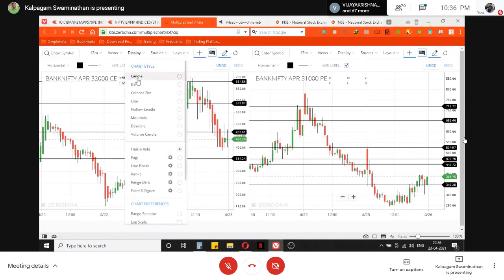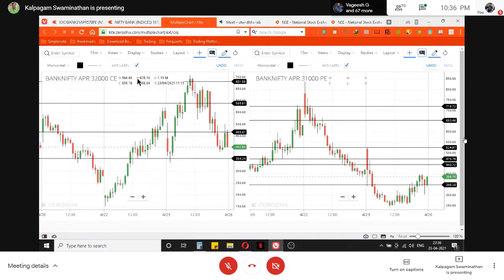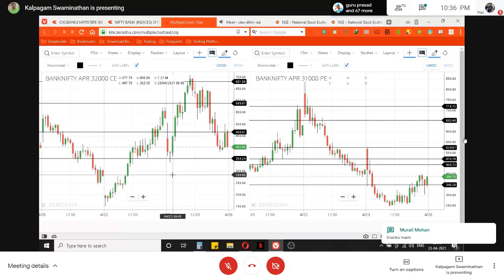Yes. Now my question is, suppose let us consider this 32,000 CE. So here we are going to buy the CE option only. I understood the third candle high we are going to enter. Correct. And the third candle low will be the stop loss. Correct. But now this candle almost went to 681 rupees and then started reversing. So at that point, should we take a reversal trade or not in CE? You could very well take a reversal trade.